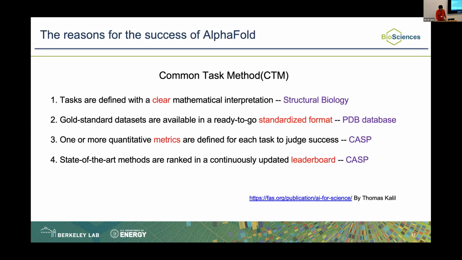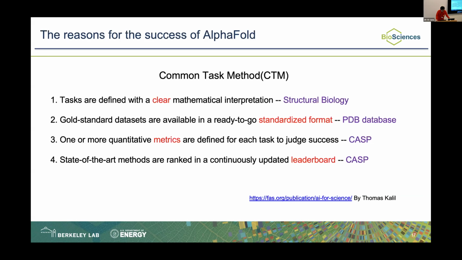The third thing, more importantly, is that we have one or more quantitative metrics such that when people achieve them, we know they succeeded. That's why AlphaFold received the Nobel Prize so quickly. After they won the task, there's no doubt they solved the problem or built the best model in the world. As long as you pass the test of CASP, you know you won, right? That's another important thing.